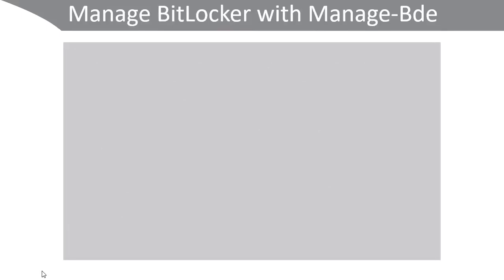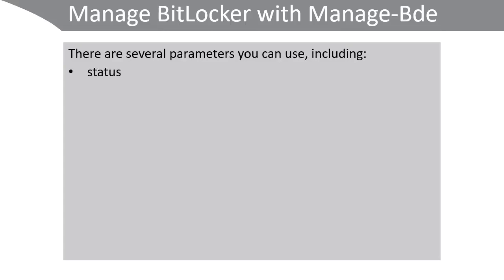Although you can manage BitLocker using the user interface, you can also use the Manage-Bde command line tool in Windows PowerShell or at a command prompt. There are several parameters you can use, including status. Use this parameter to provide information about the attached drives, including their BitLocker status, size, BitLocker version, key protector, lock status, and so on. Use the on parameter to encrypt a drive and turn on BitLocker.